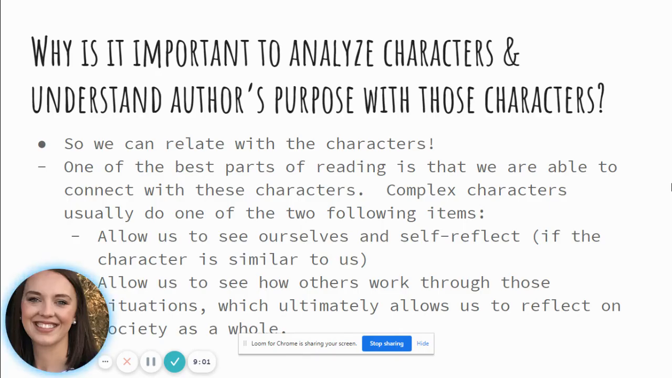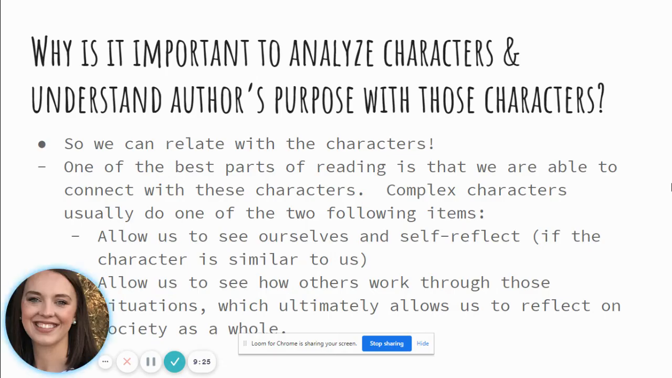Maybe you see some traits that you know are like yourself, but maybe you don't really like. Or maybe you see some things that are similar to yourself that you do like. Okay? It also allows us to see how others work through those situations, which ultimately allows us to reflect on society as a whole.